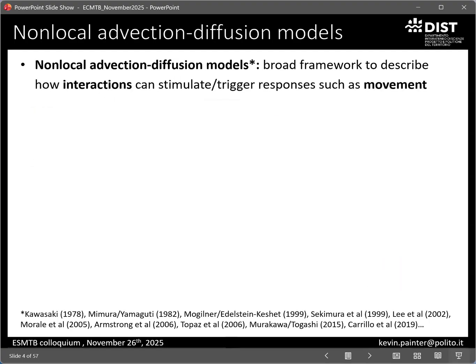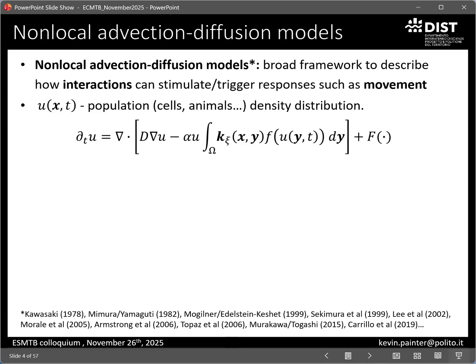populations. The framework that we've been using to model these broadly belongs to what we would call non-local advection diffusion models. These have quite a long history in mathematical biology, extending back over about 50 years or so, and they've been used in various applications. And they basically have the following form.